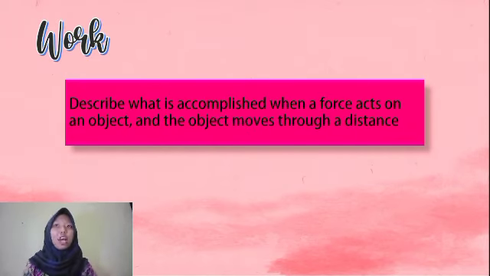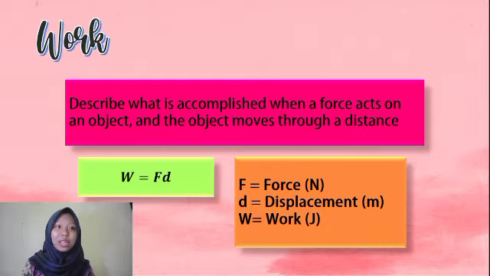The word work has a variety of meanings in everyday language. But in physics, work is given a very specific meaning to describe what is accomplished when a force acts on an object and the object moves through a distance. Specifically, the work done on an object by a constant force, constant in both magnitude and direction, is defined to be the product of the magnitude of the displacement times the component of the force parallel to the displacement. In equation form, we can write W = Fd, where F is the component of the constant force F parallel to the displacement d.